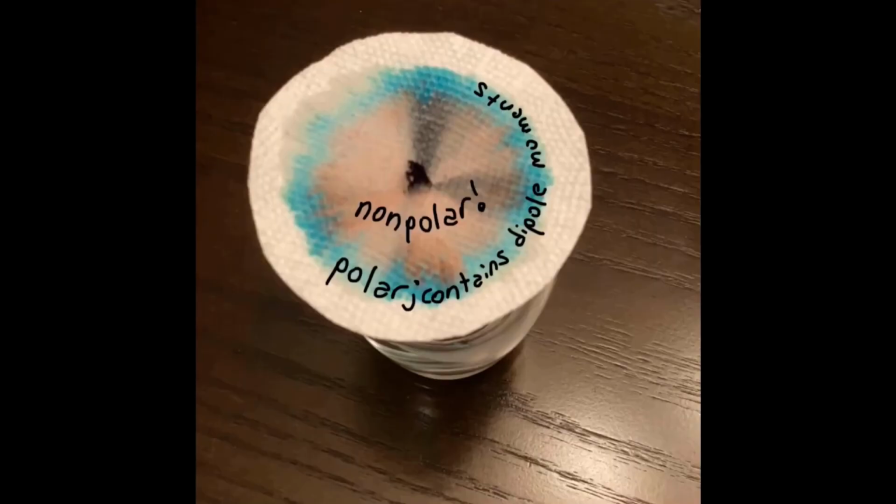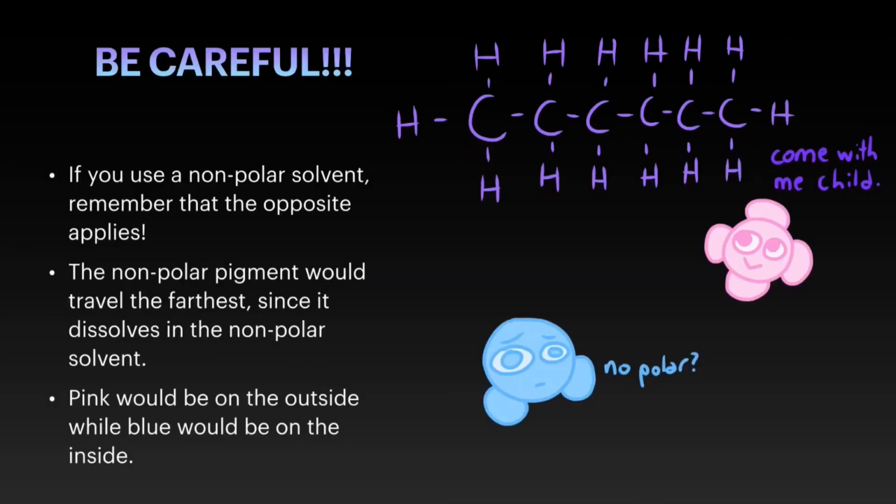Therefore, the pink pigment is the least polar in the black marker mixture since it does not travel far. Blue is the most polar since it traveled the farthest. You can determine which pigments are less or more polar by checking the outward distance they reach in the circular paper. Still, keep in mind that water is polar and using a non-polar solvent would bring different results. Since non-polar dissolves non-polar, pink would have traveled the farthest while blue would have stayed around the center.